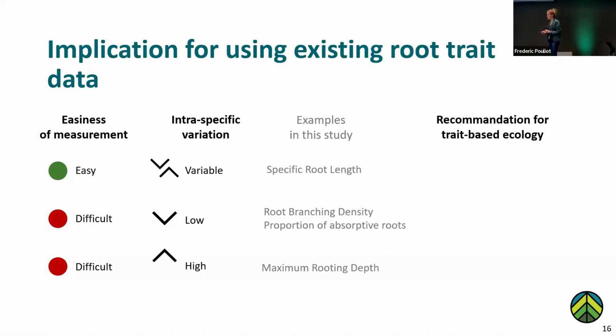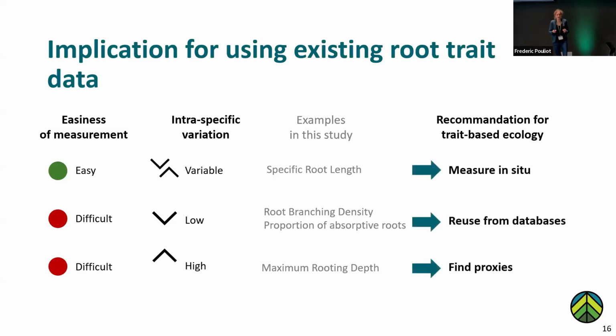So what does that tell us? For reusing these root traits, but that could be any traits from existing databases, we can do the exercise of classifying the traits that we measured according to whether they are easy to measure or difficult to measure. And we are classifying them according to the extent of intraspecific variation. So first, for the traits that are easy to measure, I would recommend measuring them in situ, because it's always good to have the actual value. They are easy to measure, so let's go measure them.